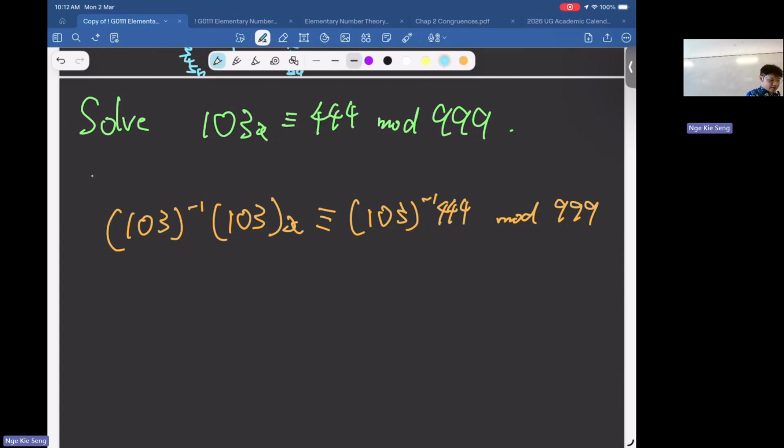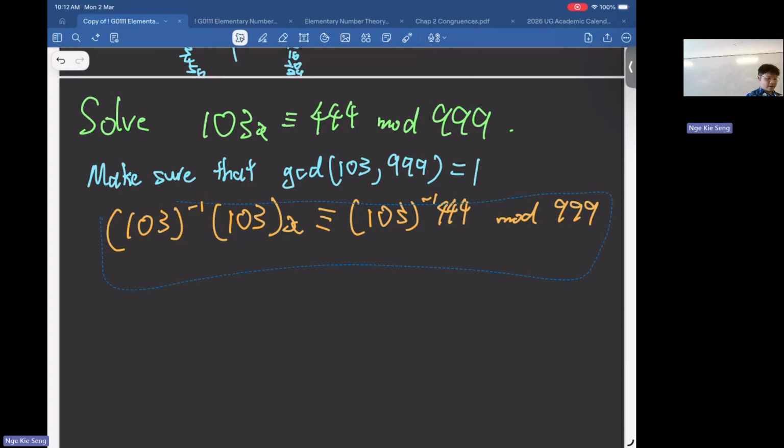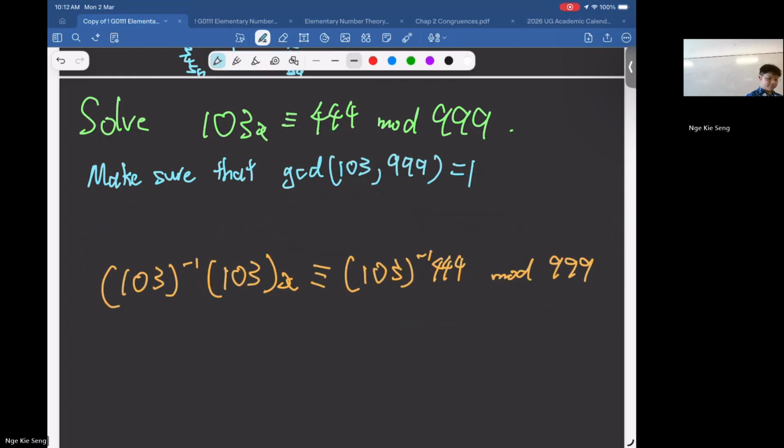Okay, the GCD between what? Good. So you need to remember the position. There are 3 numbers to compare here, right? Which 2 are relevant? You need to take the number that you want to invert, and then comma, the modulus. So you need to make sure that the GCD of 103 and 999 is 1. This is a theorem, by the way, so you can check it out. So that the inverse of 103 exists.